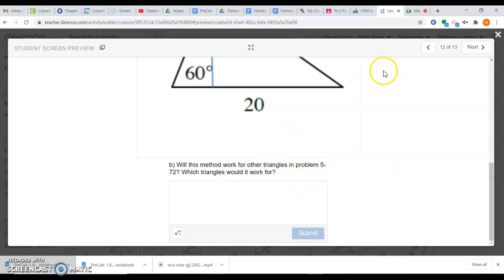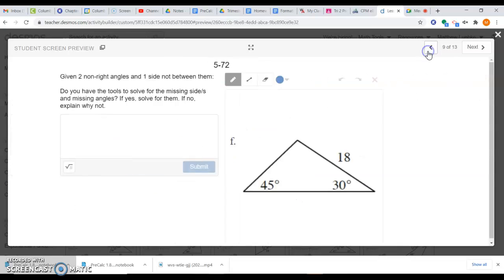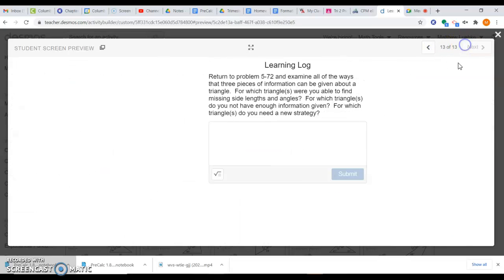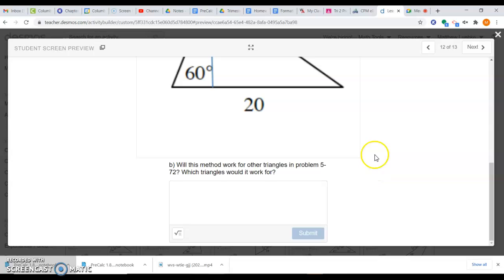Does it work for any other triangle in your previous list before here? Does it work for any other slide? And if it does, you could say yes, it works for the triangle in slide number 7. It works for the triangle in slide number 8, or whatever it may be.